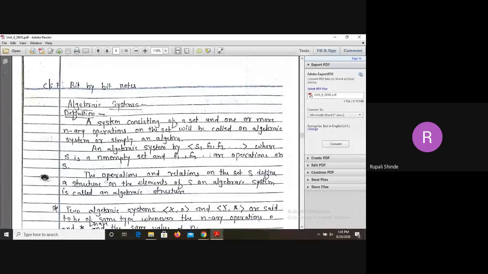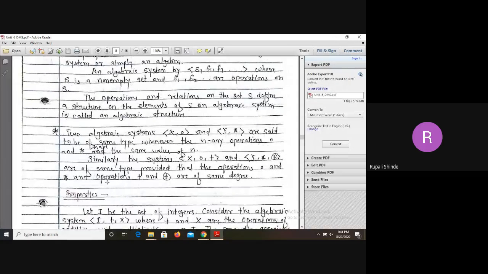Okay, so here two algebraic systems are given. The first one is X with composition and the second one is Y with star. Here we can say that these are two different algebraic systems. Why are these algebraic systems? Because the first element is the set S, and the operation is there. Again the set Y is there, the operation star is there. So this is an algebraic system.